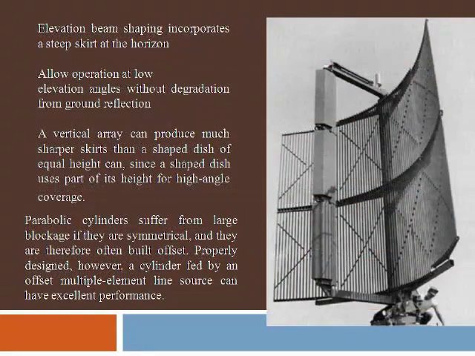In the diagram here, you can see a parabolic cylinder. Elevation beam shaping incorporates a steep skirt at the horizon, and it will allow operation at low elevation angles without degradation from ground reflection. A vertical array can produce much sharper skirts than a shaped dish of equal height, since a shaped dish uses part of its height for high angle coverage.